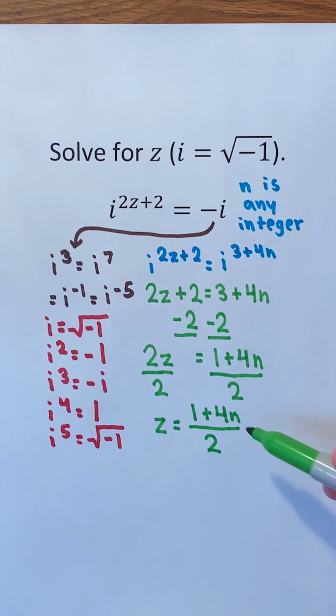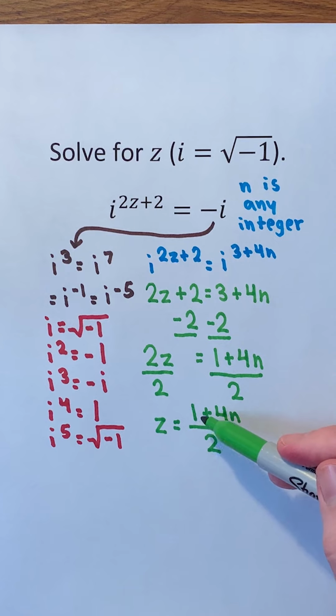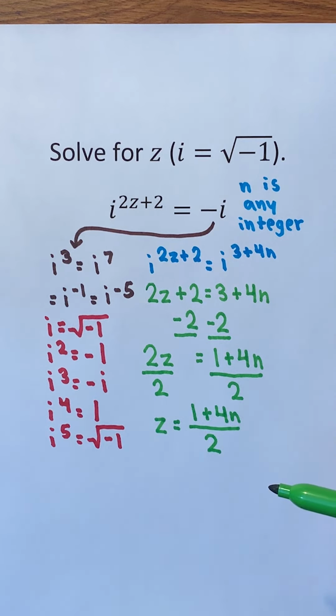So one possible solution is when we substitute 1 for n, so 4 times 1 is 4, 4 plus 1 is 5, so 5 over 2 must be one possible solution.